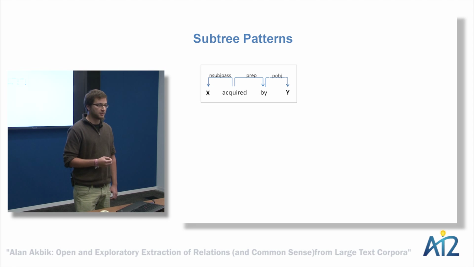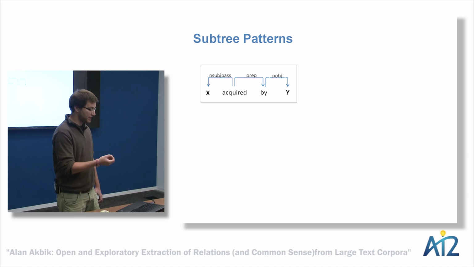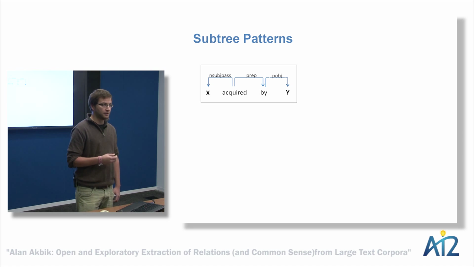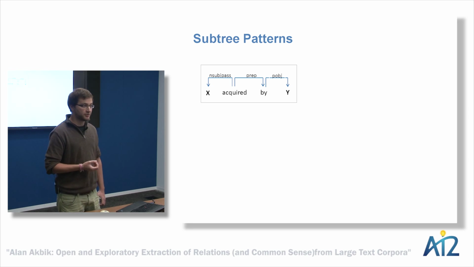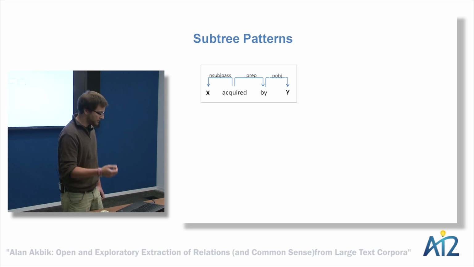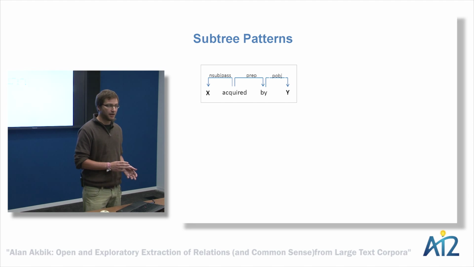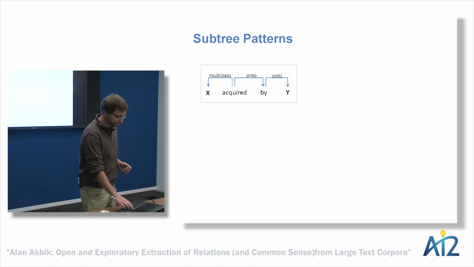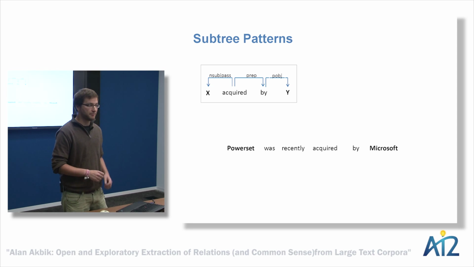So what this allows us is to define information extraction patterns as subtrees. For example, like this one, X acquired by Y. So X and Y would be the placeholders for the named entities. And we require X to be the passive subject of the verb acquired, and Y to be the prepositional object of the verb acquired. And the nice thing about this is that this pattern is kind of compact, and I think kind of readable. But at the same time, it matches a bunch of different sentences.